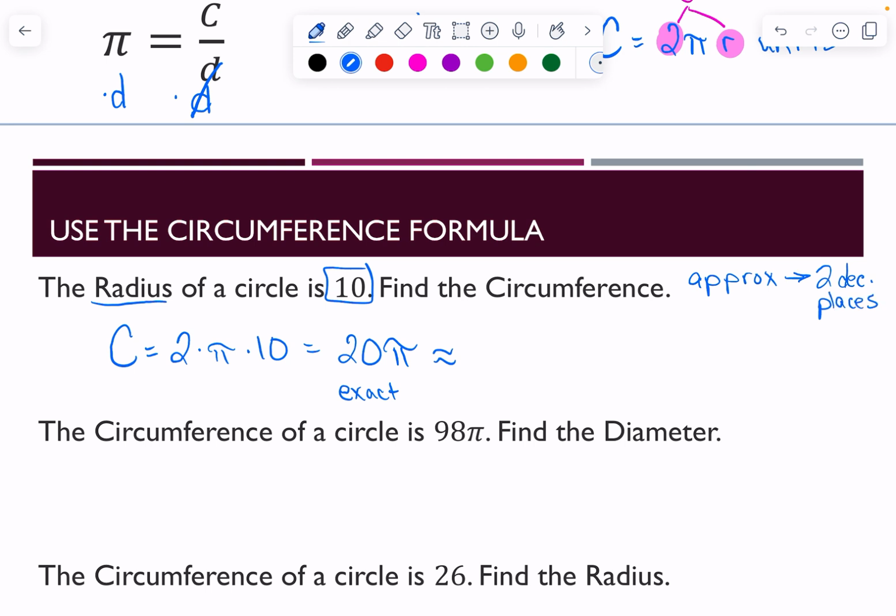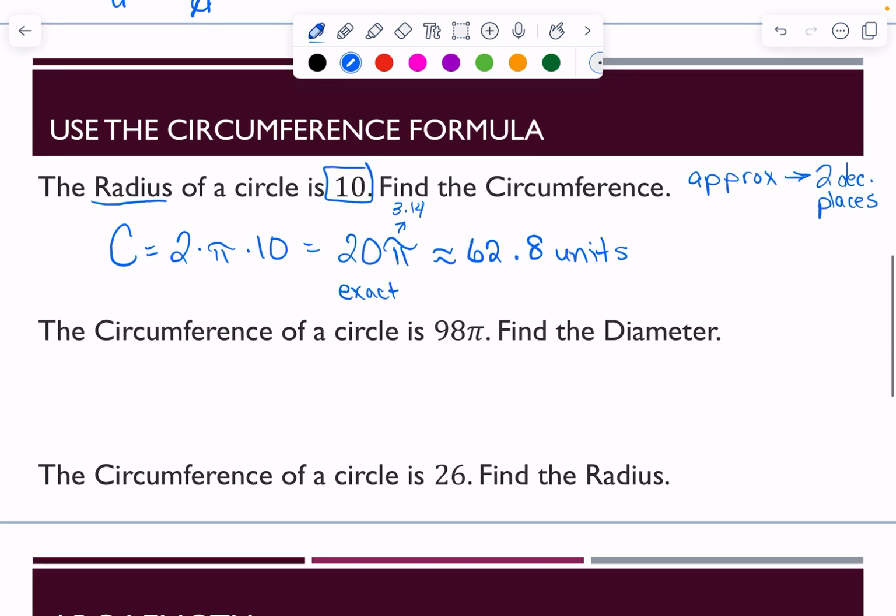And when we do this, we're actually going to use 3.14 for pi. So literally we're just going to take our calculator, go 20 times 3.14, and that's going to give us an approximate of 62.8. There isn't a second decimal, so that would be my final answer. All right, let's try the second one.